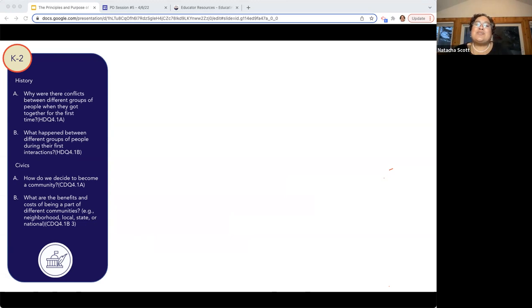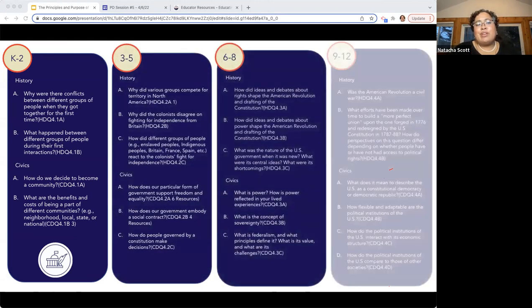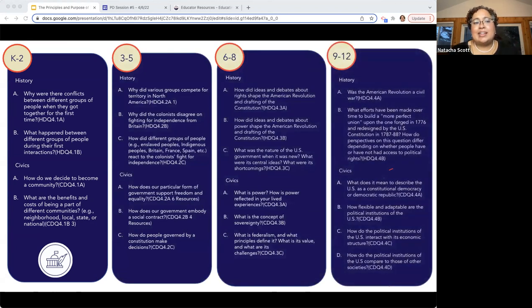But as we see in K-2, we see through our history driving questions, where were there conflicts between different groups of people when they got together for the first time? What happened between different groups of people, really thinking about that relationship, how they interacted, and thinking about what does it mean to be a community? How do we decide to be a community? And what are the benefits and the costs of being part of a community? We can see where it then becomes a little bit more complicated in 3-5, 6-8, and 9-12.